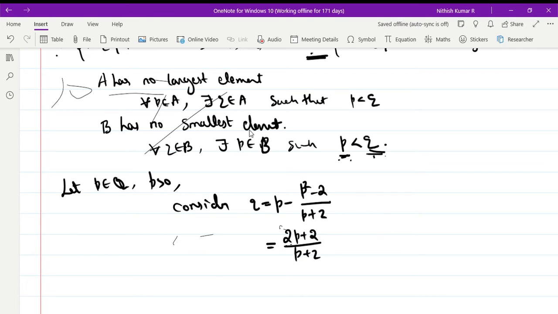Now from this, q square minus 2 is nothing but ((2p plus 2) divided by (p plus 2)) square minus 2. This we get is 2 into (p square minus 2) divided by (p plus 2) whole square.